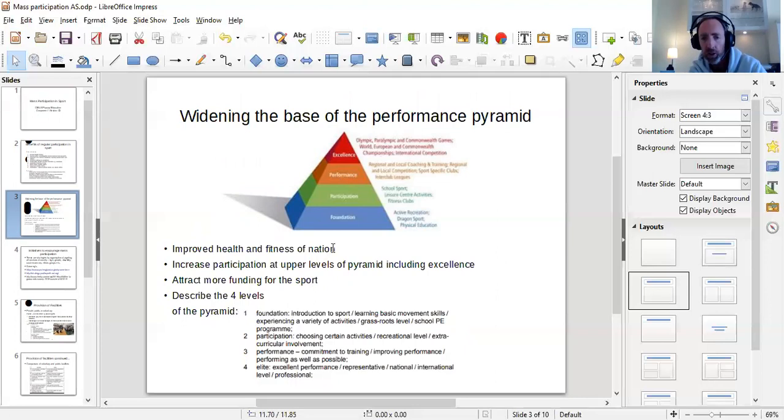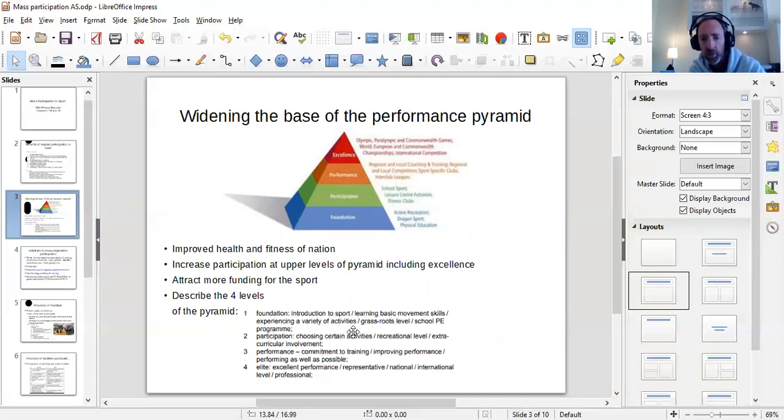Foundation is your introduction to sport, and it is the bottom level. This represents the number of people taking part. At the foundation, you've got the largest number of people trying out sport, and the number of people participating drops off as you move up the levels. Up to excellence, you've got a small number reaching this level. So foundation: introduction to sport, learning basic movement skills.